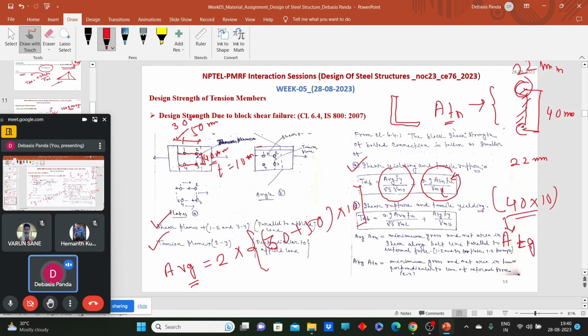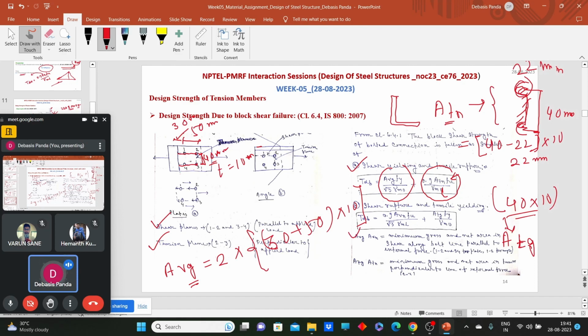Net area. For calculating net area, half of the bolt portion we need to deduct from here and half of the bolt we need to deduct from here. So ATN will be equal to 40 minus 22, one bolt hole, we need to deduct one bolt hole, into 10. Yes or no? Now, second case, we need to consider the shear rupture.